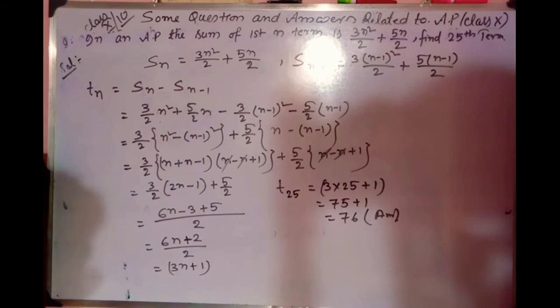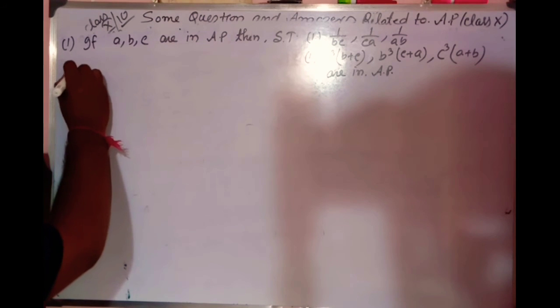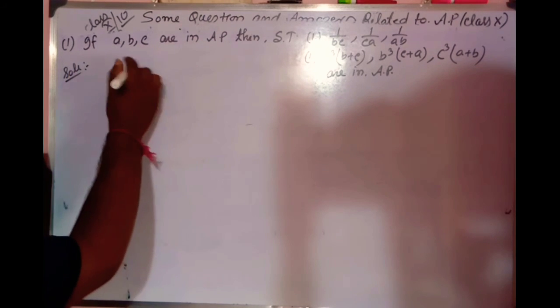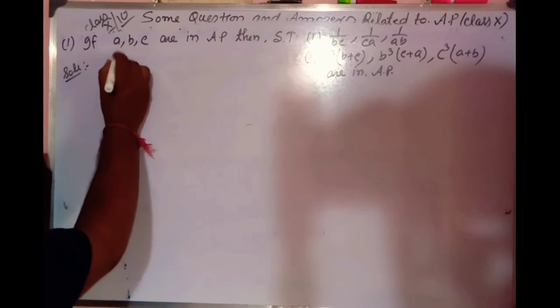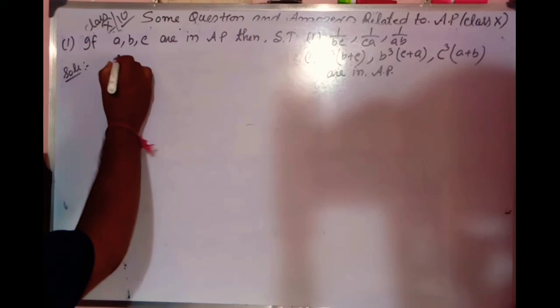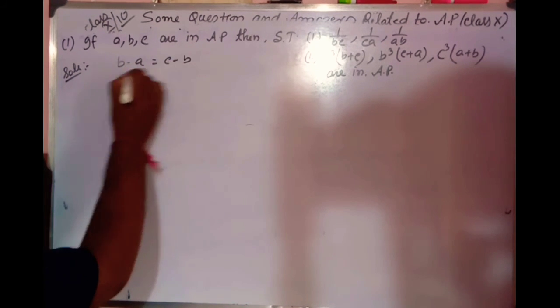Next, we are moving to another question. Next, this question: if A, B, C are in AP, then show that 1 by BC, 1 by CA, 1 by AB are in AP. So here comes the solution. A, B, C are in AP, so that means B minus A is equal to C minus B.